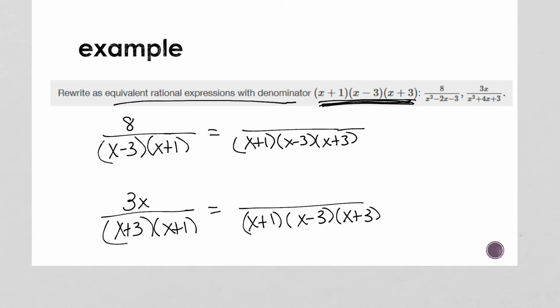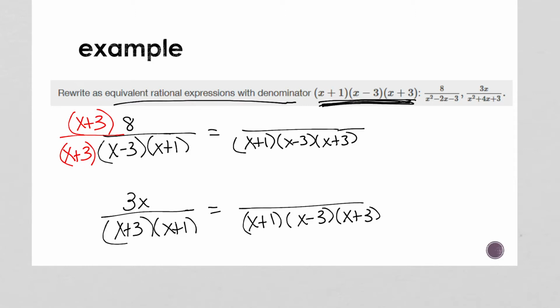All right, so now let's take a look at this top one, okay? We've got an x minus 3, it's already got that. We've got the x plus 1, it's already got that. What is this missing over here? It's missing the x plus 3. So that means I have to multiply by x plus 3 to get the LCD, which means I also need to multiply the numerator times x plus 3. Remember, x plus 3 divided by x plus 3 is 1. All we're doing here is multiplying by a version of 1, okay?